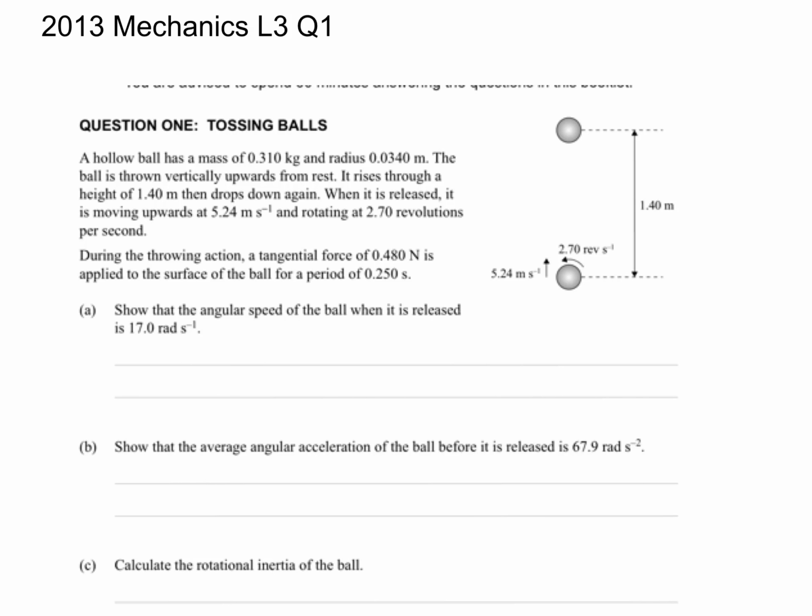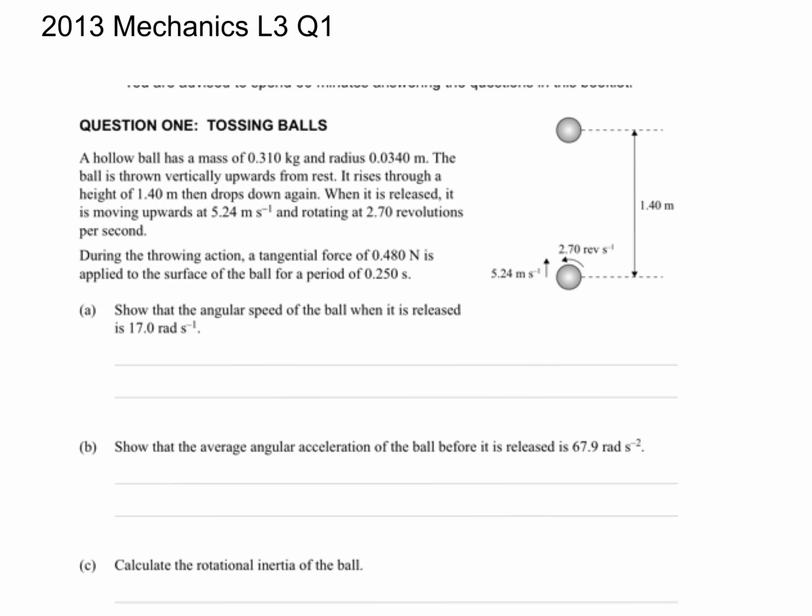Okay, 2013 Mechanics Level 3, question 1. So we've got a ball that's been tossed, a hollow ball with a mass of 0.310 kilograms and radius 0.0340 meters. The ball is thrown vertically upwards from rest. It rises through a height of 1.40 meters, then drops down again when it's released.